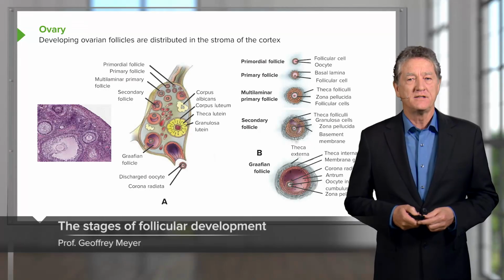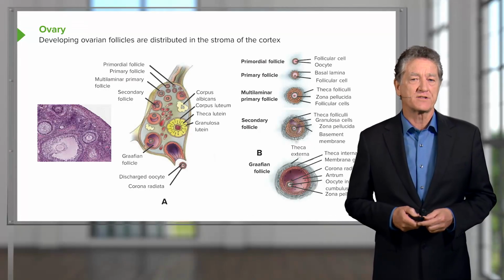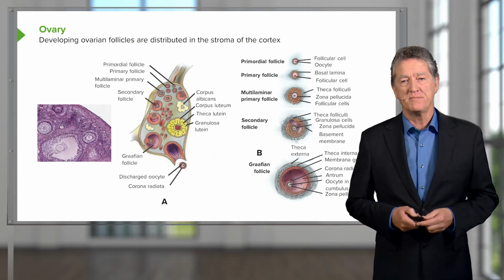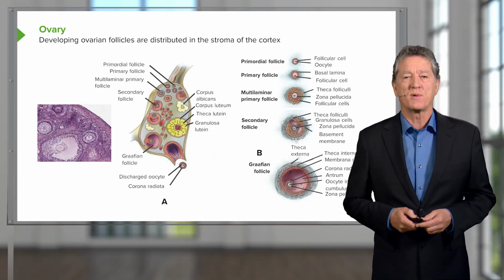Here is a diagram and also a section through the cortex of the ovary. I want to briefly explain this diagram and the section, and then I'm going to move on and explain the various stages of follicular development.